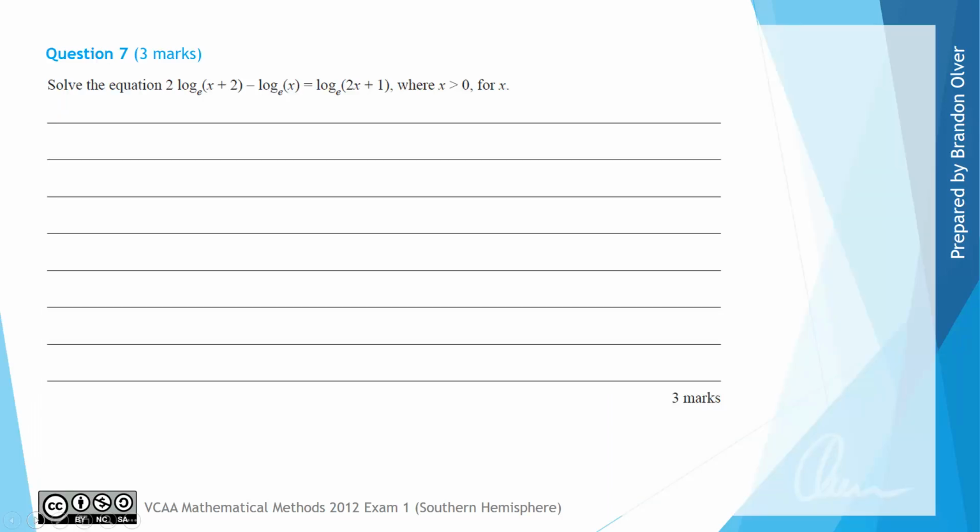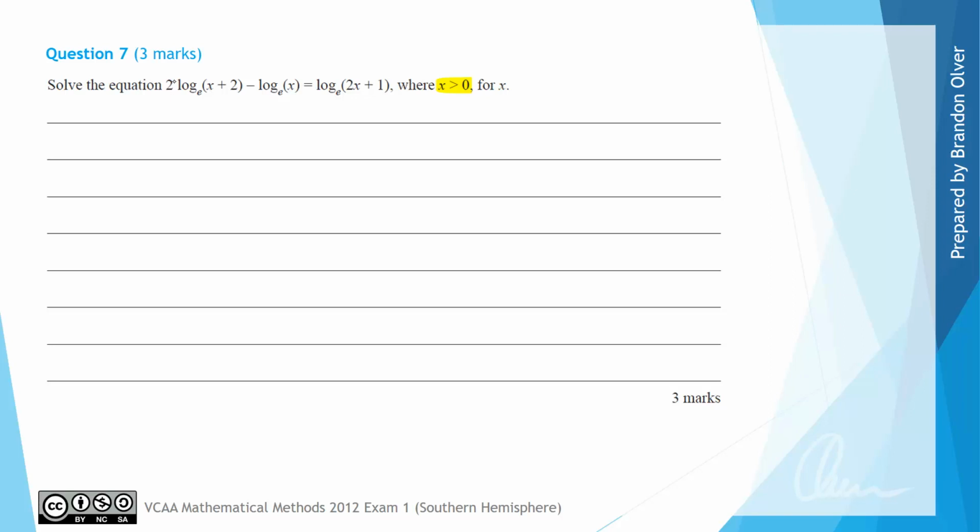For question 7 we're asked to solve the equation 2 log e of (x + 2) minus log e of x equals log e of (2x + 1), where x is greater than 0 and we're solving for x. So we're going to need to rely on our use of log laws and properties to solve this.